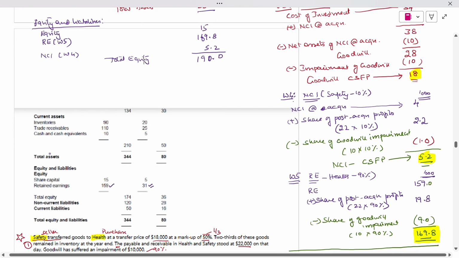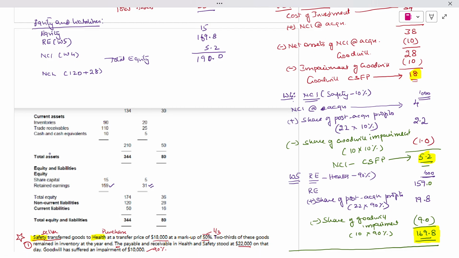Fine. Next, what is the non-current liabilities? How much is the non-current liabilities? Take both the companies, okay? But we should not take equity, that's all. Equity and return, 120 plus 28. We should not take equity and the cost of investment. 128 plus 28, 148.